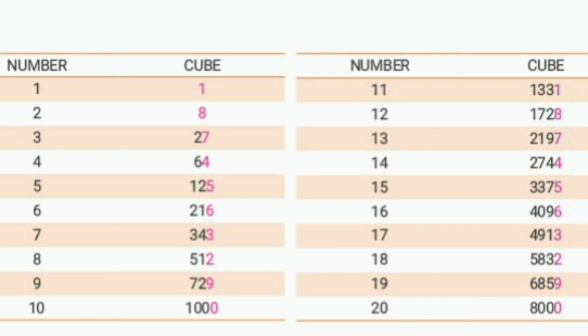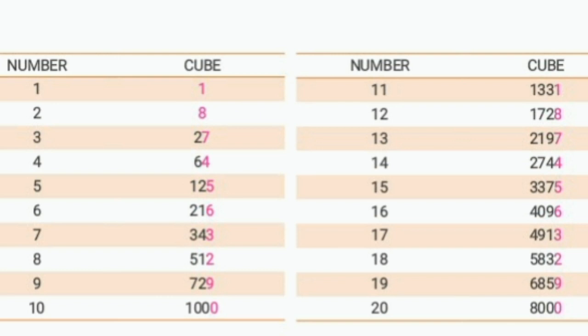Number 1, the cube is 1. Number 11, the cube is 1331. See the unit place, 1. Number 2, 8. Number 12, the cube is 1728. The cube number, see, unit place 8. Number 3, 27. Number 13, cube number is 2197. See the unit place, 7.